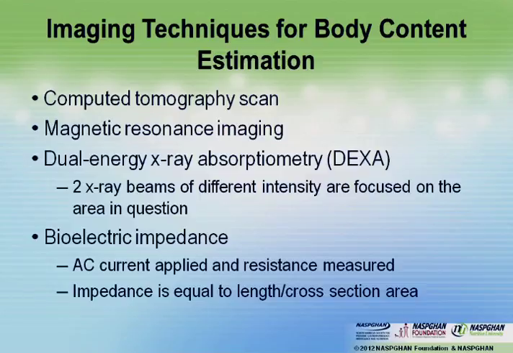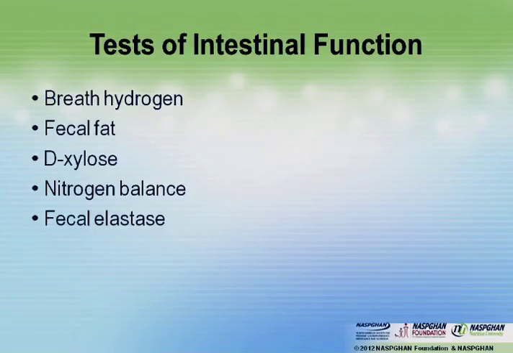And then we can do tests of intestinal function. We can actually look at breath hydrogen generation to see if a patient's bacterially overgrown. And there are some data suggesting that bacterial overgrowth is extraordinarily common in cirrhotic patients, even those who don't have overt GI disease. We can look at fecal fats in our cholestatic patients. We can measure D-xylose and do nitrogen balance, all very difficult.